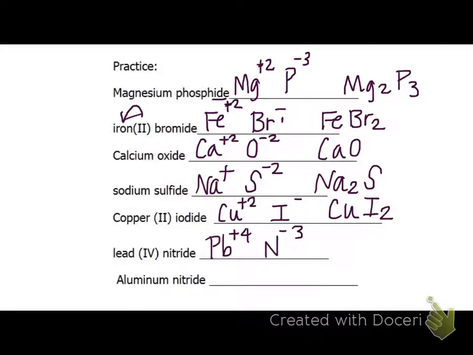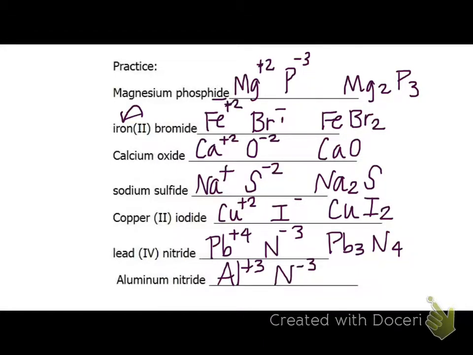So again, now I have a 4 and a 3, so I want to do a multiple of 4 and 3, which would be 12. So if I do that, that means I would need to use 3 lead, and I would need to use 4 nitrides. Okay? And then the last one is aluminum nitride. So Al is a +3. That's one of the ones you need for your ion quiz tomorrow. We just did nitride, which is a -3.